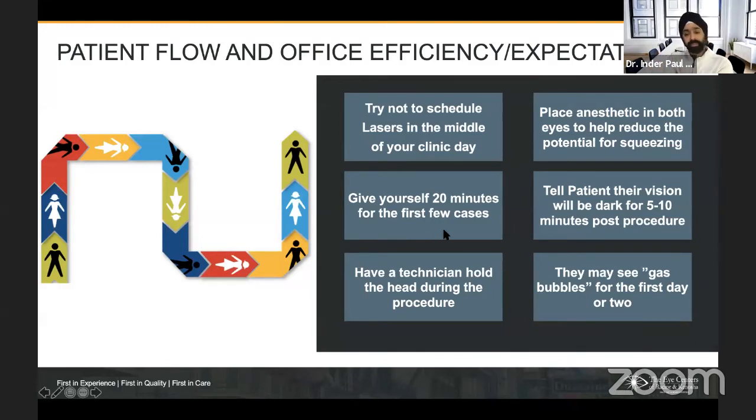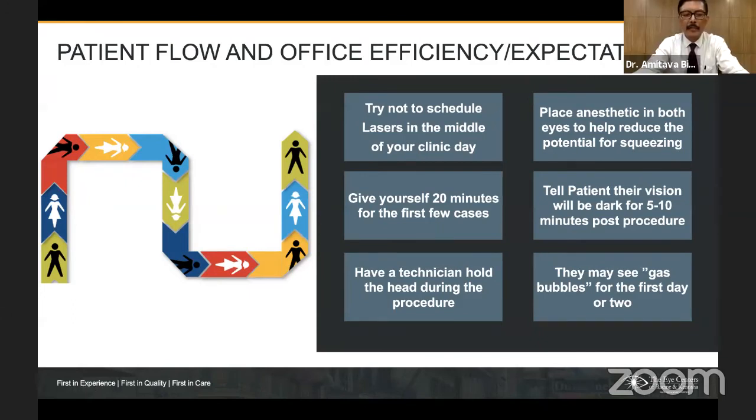Dr. Biswas, have you seen any pressure spikes yet in your cases? Not yet, with the small number of cases that I have done. I wanted to ask you, what is the percentage of patients in which you have found IOP spike? Yeah, so still less than 1%.